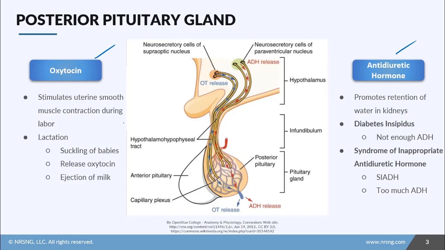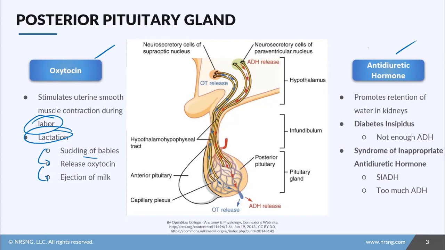Oxytocin is involved in smooth muscle contraction of the uterus during labor. It's also responsible for lactation and the ejection of milk. So with the suckling response of babies, it actually stimulates the release of oxytocin from the posterior pituitary gland and then promotes the ejection of milk from the lactating breast.